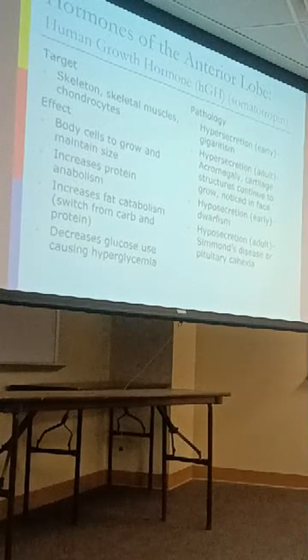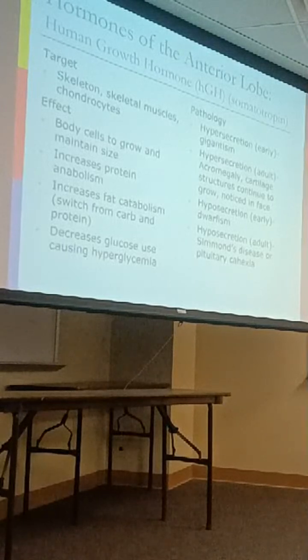So we're going to look at the anterior lobe first. So our first hormone from the anterior lobe is human growth hormone, HGH. The drug form of this, or the other name for it, is somatotropin. Again, soma means body, and tropa means boss. It's going to tell the body what to do.